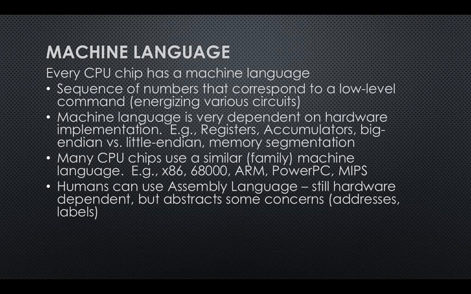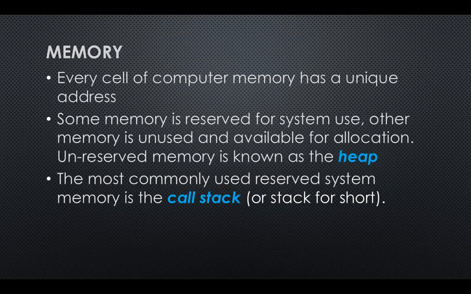Humans tend not to use machine language. Just like moving individual wires on the patch panel on the ENIAC, writing computer programs as a series of numbers is very, very tedious and hard for humans to get their arms around. So we developed assembly language. Assembly language is still hardware dependent, but it abstracts some of the concerns. Basically, the individual commands that form each machine language instruction are converted into a name, and individual locations in the code are replaced with labels. So it's a little more readable.